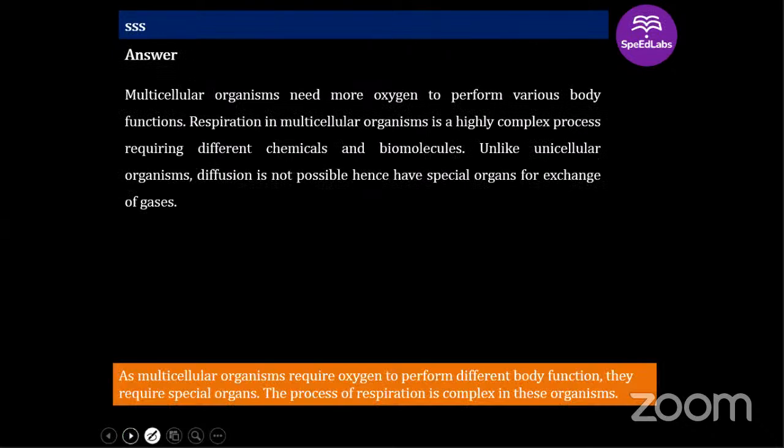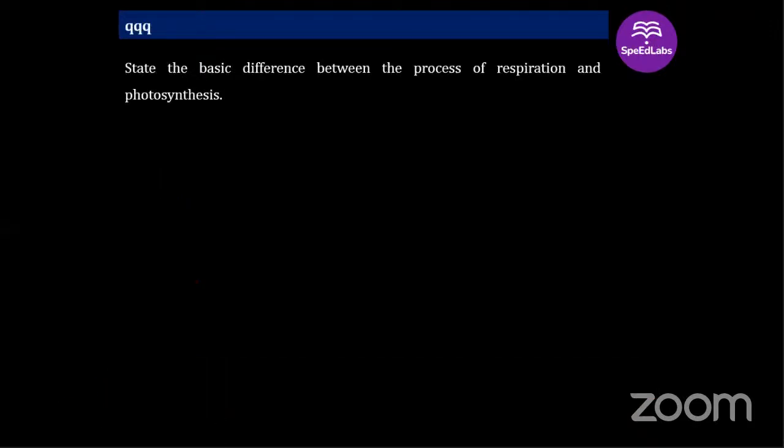Okay. See here, respiration in multicellular organisms is a highly complex process requiring different chemicals and biomolecules. Unlike unicellular organisms, diffusion is not possible and hence special organs for the exchange of gases are required. All right, so this is what you're going to write here. Next question. State the basic difference between the process of respiration and photosynthesis.